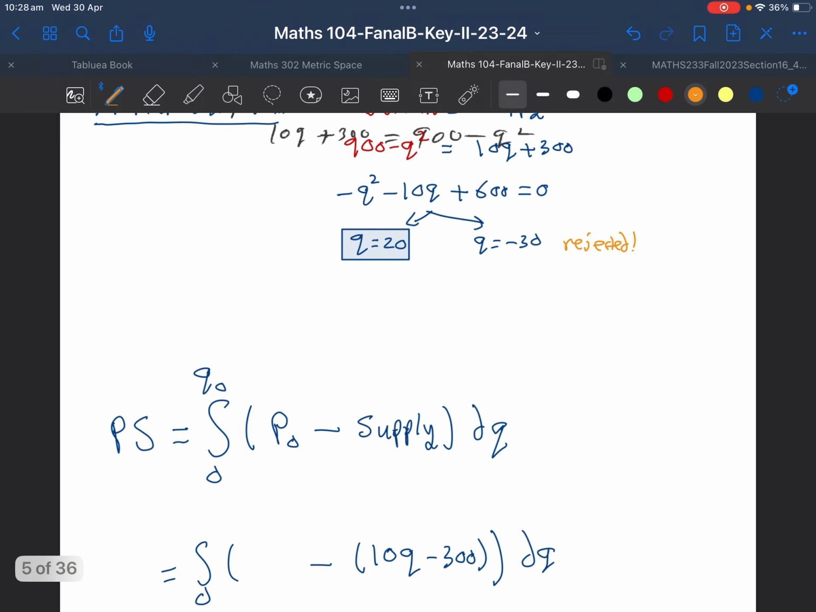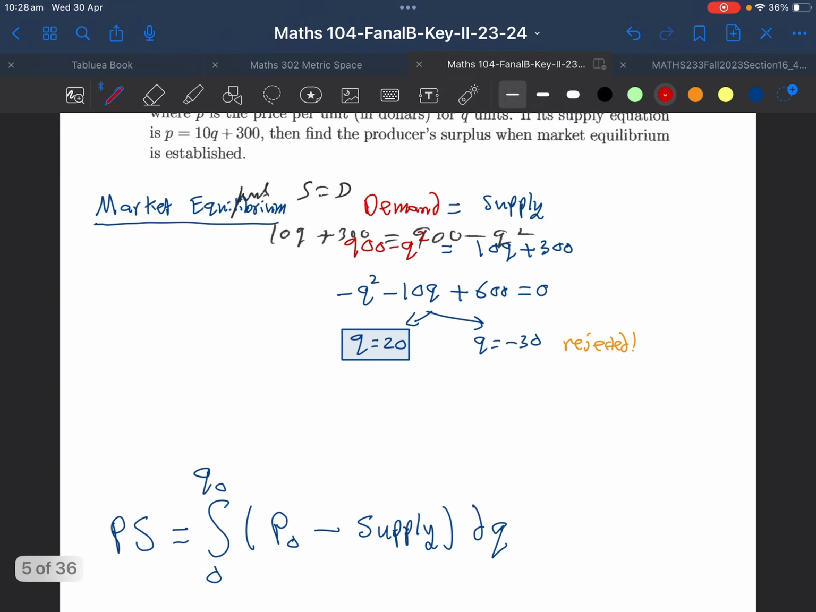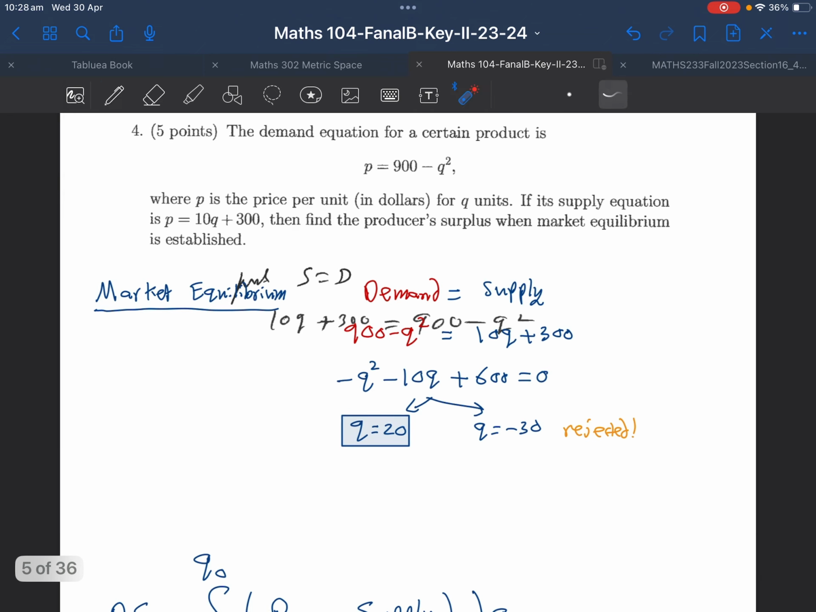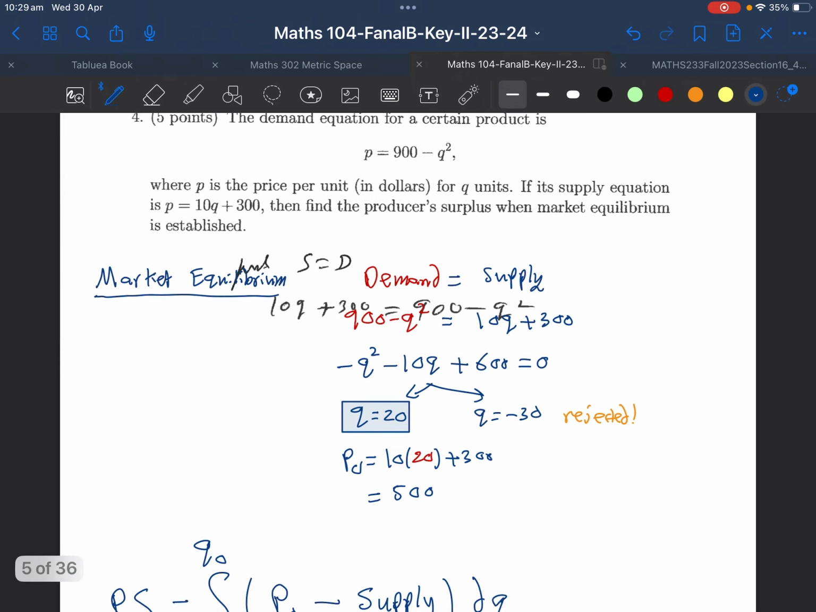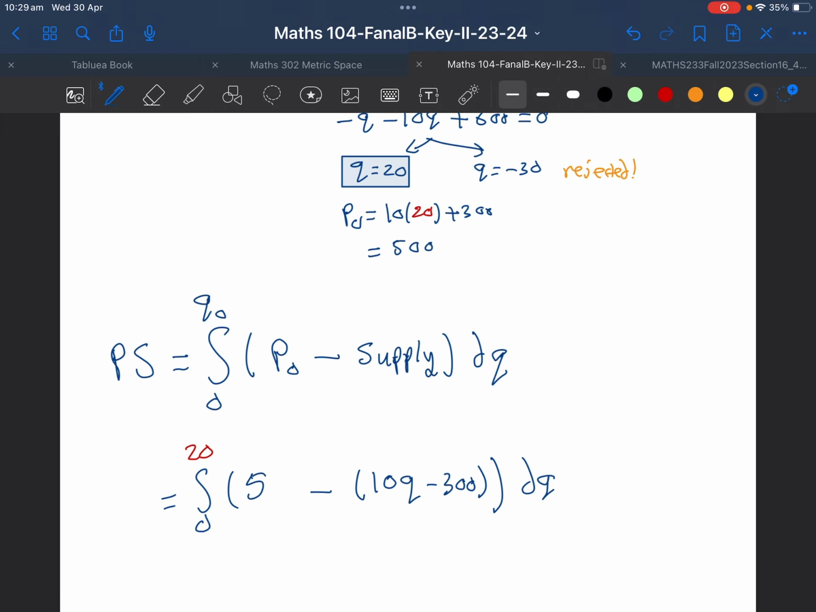All right, so we find this 20 for q. Now we need to find b0. How do we find b0? It's up to you. Either choose the first equation to substitute q equal to 20, or choose the second equation. I will choose the second equation. If you choose the second equation, b0 will be just 10 times 20, and the answer will be 500. So here we'll get 500.